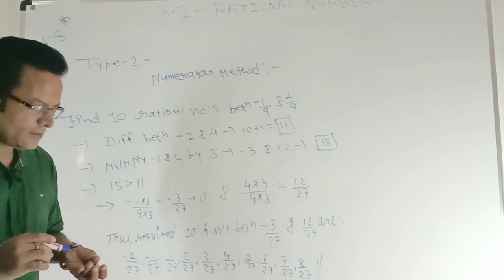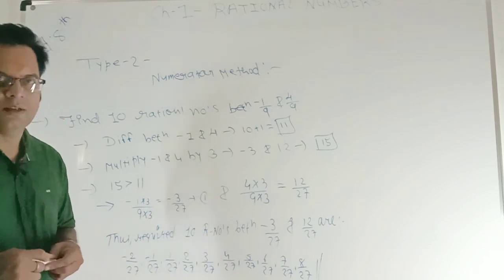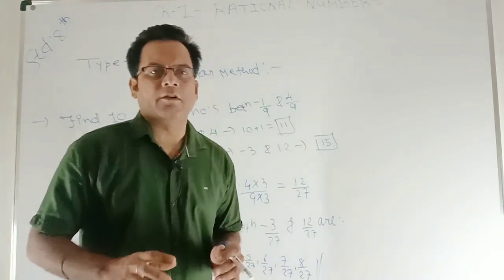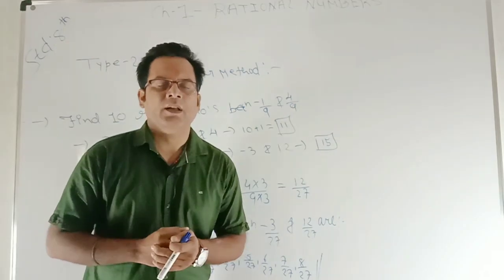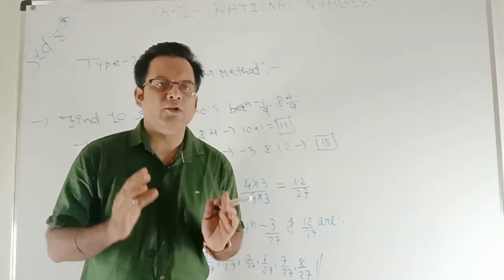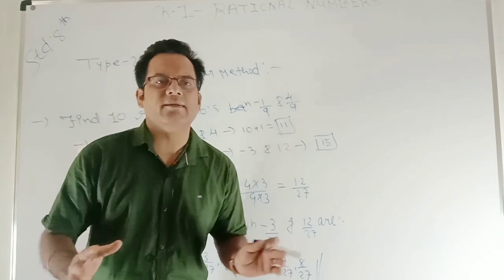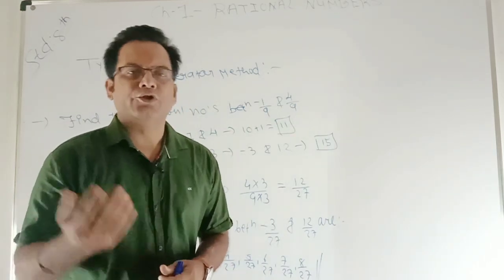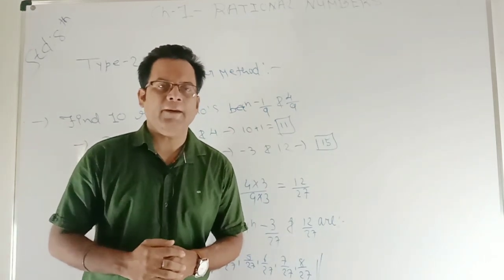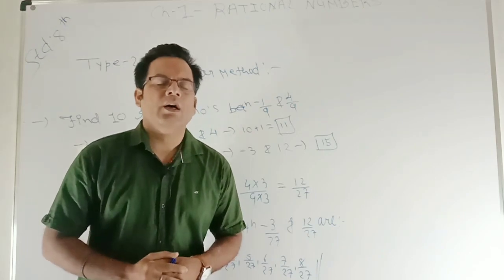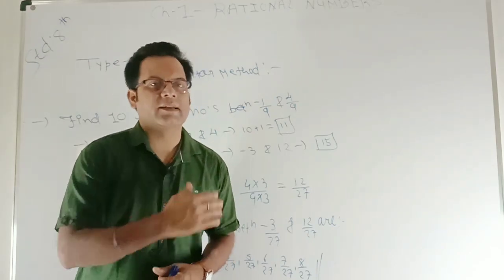Okay, so this is the numerator method, students. This is completely different because their denominators are same. And in rational numbers, the most important thing is to increase the gap between the two numbers to get the required numbers. Okay, so this is all about numerator method. Just take a note.